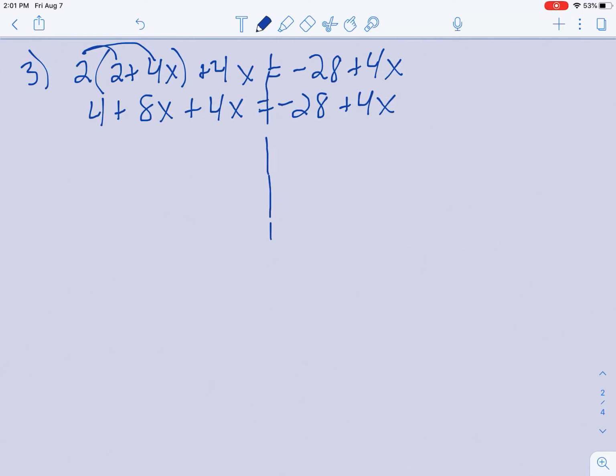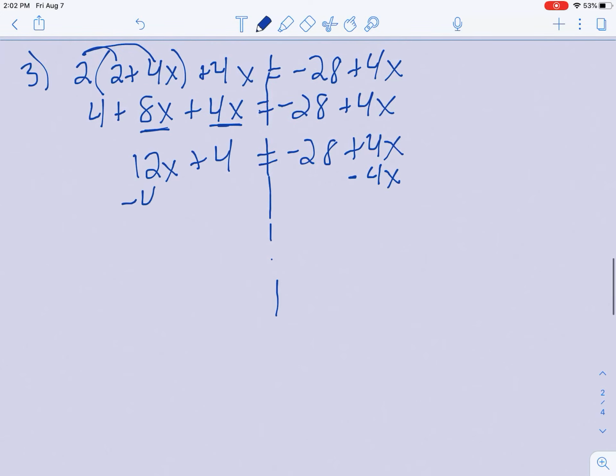I'm going to do my dotted line through my equal sign because there's a lot to keep track of. Okay, so on the left side, I have an 8x and a 4x that can go together. 8x plus 4x would be 12x. Bring down that plus 4 equals negative 28 plus 4x. I need to get my x's on one side, numbers on the other. So I'm going to move the 4x because it's smaller, trying to keep them positive. So I have a plus 4x, so I'm going to take the opposite sign and subtract it. Anything I do to one side, I have to do to the other. So this is gone.